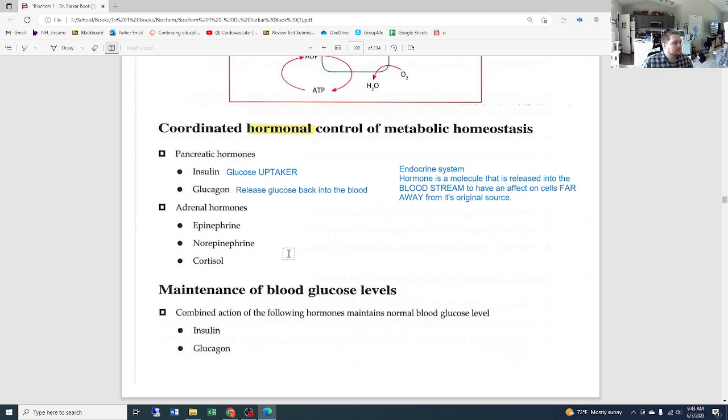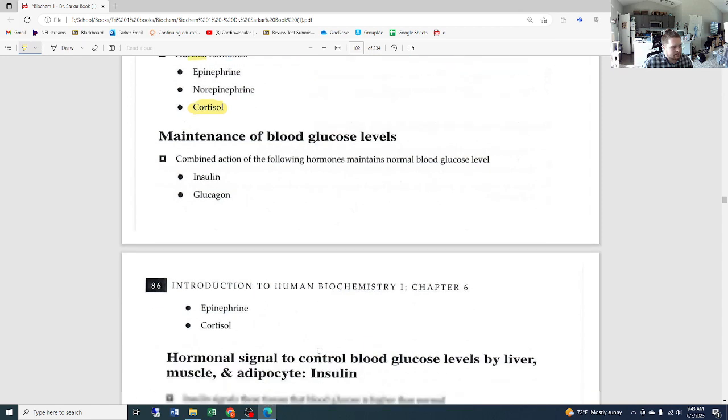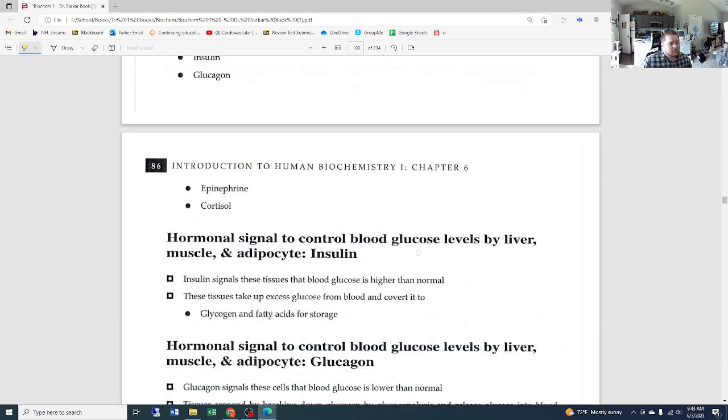We also have adrenal hormones. Adrenal, renal right here. Renal is kidney. The adrenal glands sit directly on top of the kidneys. And they're going to make epinephrine, norepinephrine, and cortisol. We'll mostly talk about cortisol, as that's a really, really important one in the maintenance of our glucose. Okay, so the combined action of the following hormones maintains normal blood glucose levels: insulin, glucagon, epinephrine, and cortisol. Hormonal signals control blood glucose levels by liver, muscles, and adipocytes. Adipose tissue, so cyte meaning cell, adipose tissue meaning fat, so fat cells, which store those fatty acids. Okay?